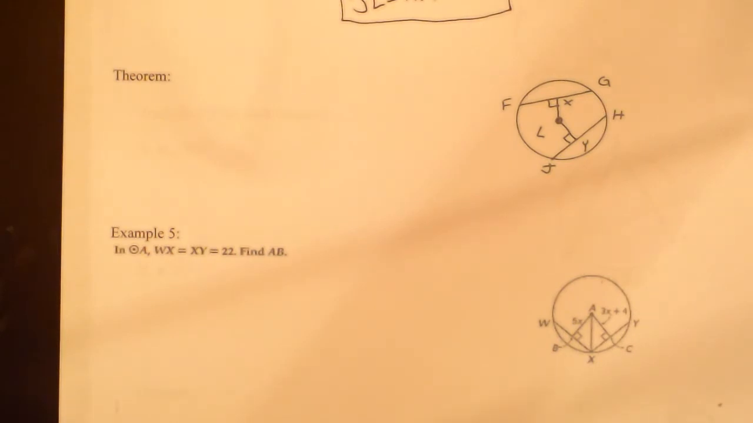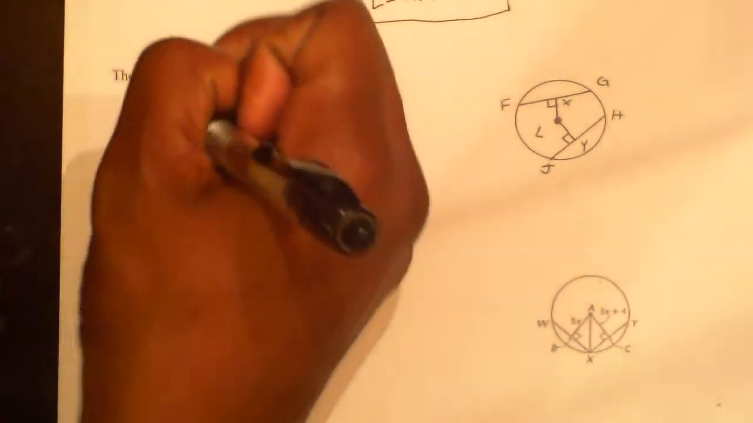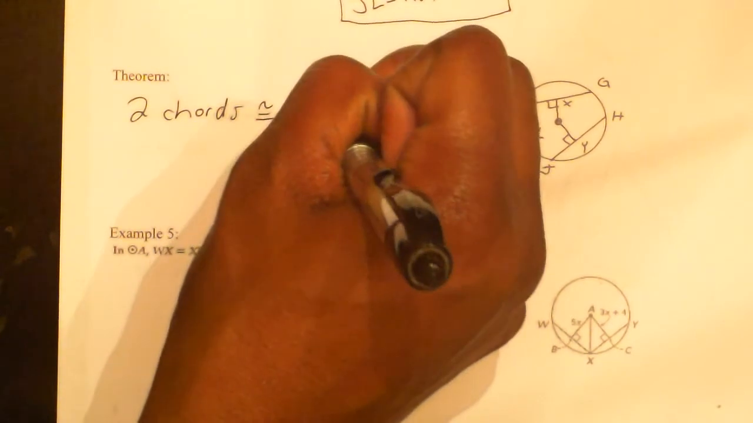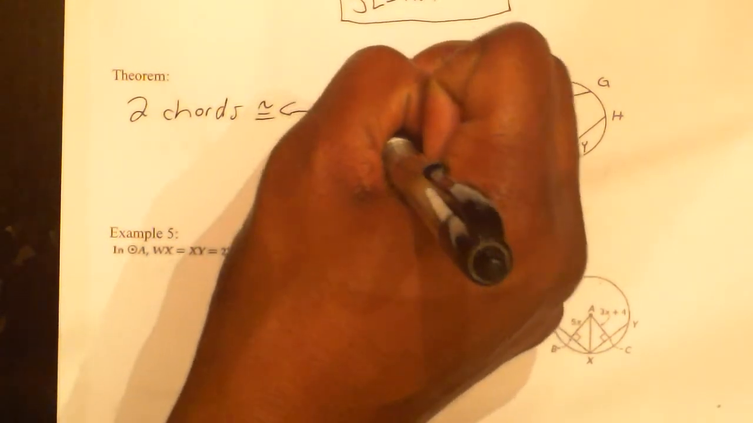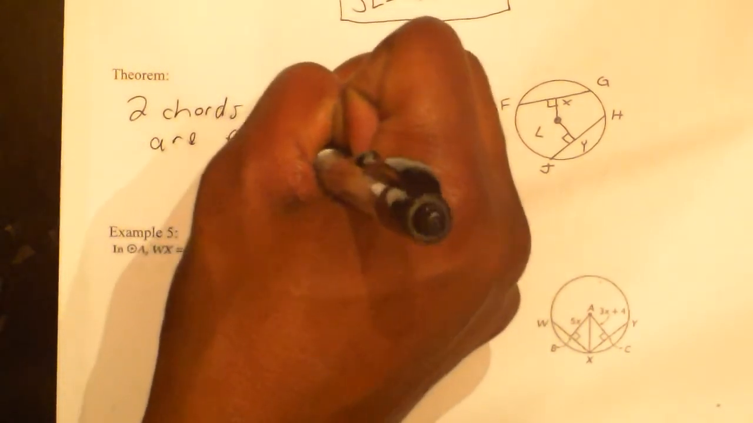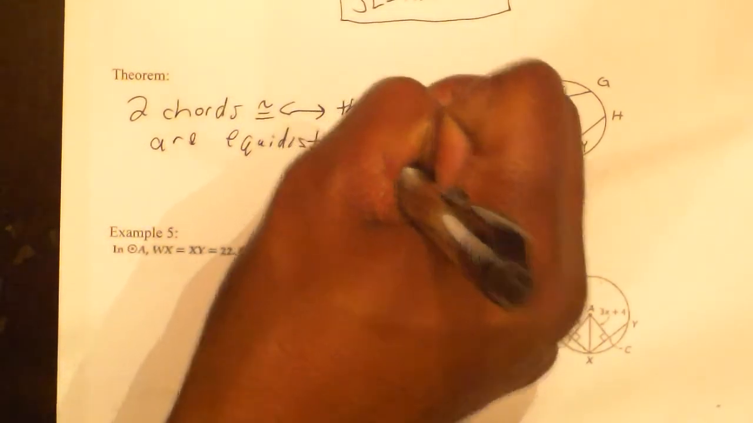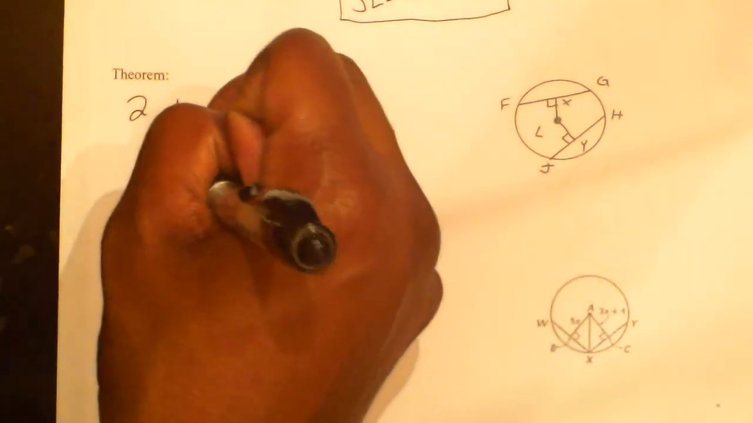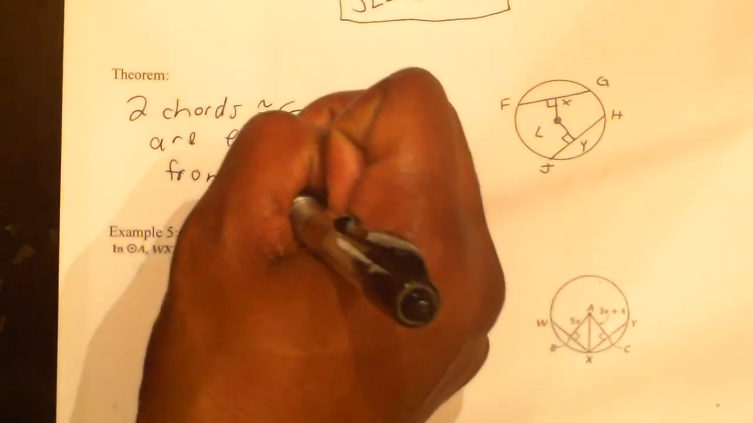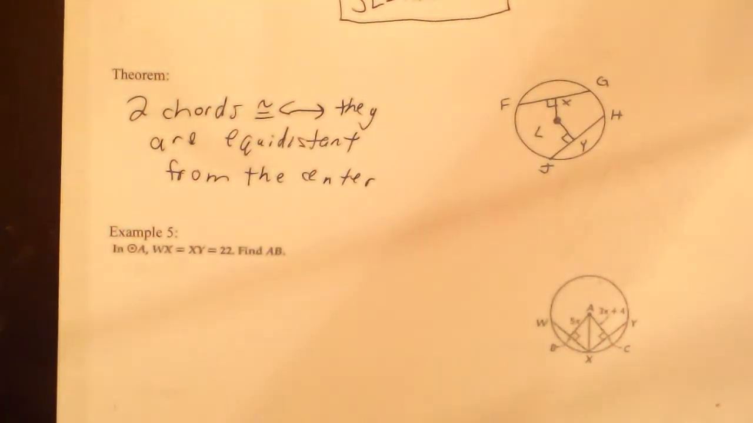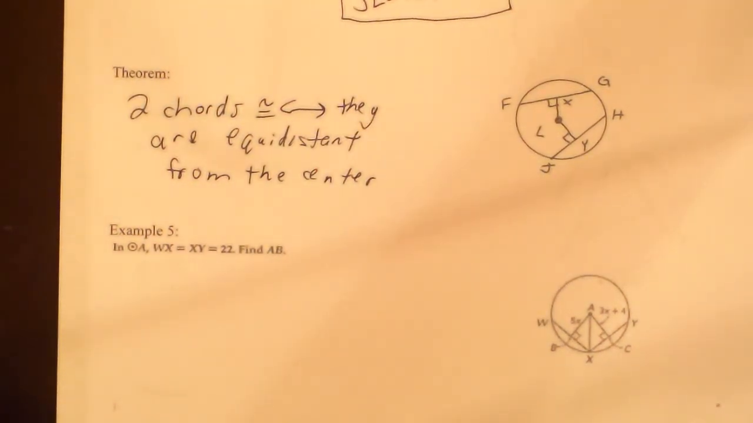All right, the next theorem. In a circle or congruent circles, remember most of our theorems start with that, two chords are congruent if and only if they are equidistant from the center. Sorry for the messy handwriting, I'm writing in between a tripod, and my handwriting's messy anyway. So two chords are congruent if and only if they are equidistant from the center.